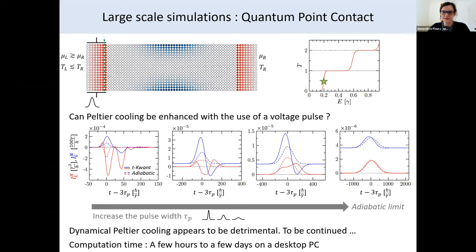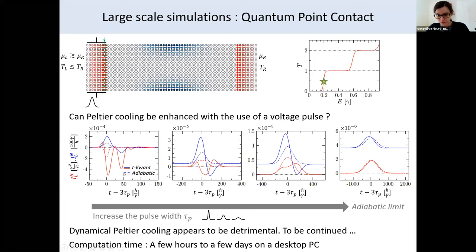So to investigate this question, we have calculated with T-Quant the time-dependent heat current in the left lead in red, and also the particle current in blue. And we have reproduced the calculation for different voltage pulses with increasing width. So in the adiabatic limit, so in the limit of long pulses, we see that it is possible to extract heat from the left reservoir because the heat current is positive. And this is because we are around the first transmission step, so no surprises.